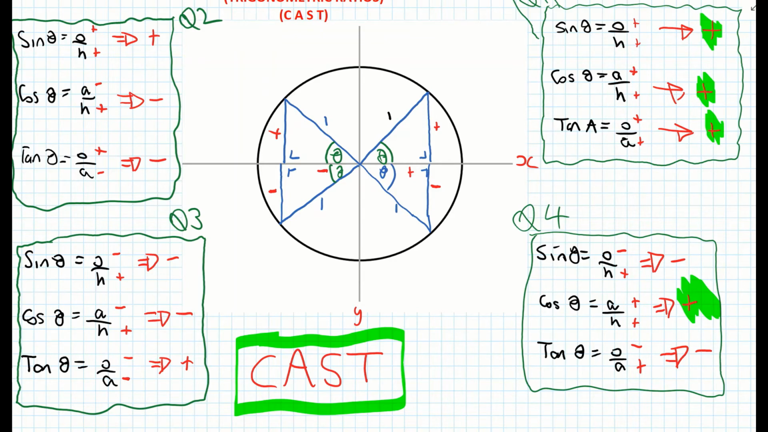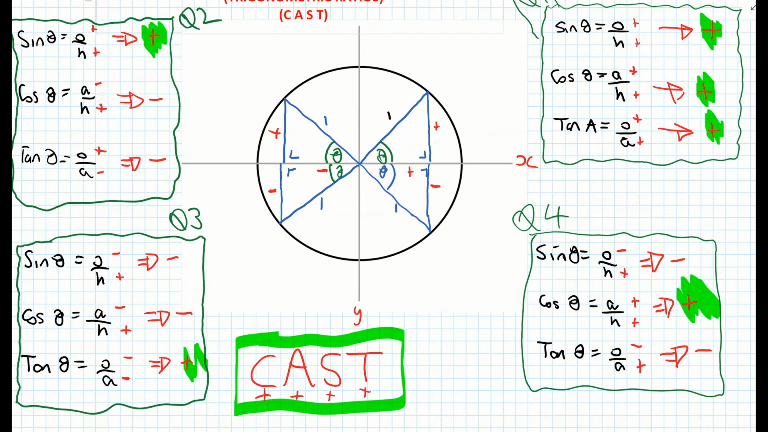So C stands for cos, positive. So I'm going to put a little plus here. A stands for all being positive in quadrant 1. S stands for sine being positive in quadrant 2. Look at it over here, it's a positive. So in quadrant 2, it's giving me a plus. And in the final quadrant, quadrant 3, it's giving me tan as positive. And I'm going to put a little plus here. So that little rhyme, or that little rule, CAST, will help you to remember where cos, sine and tan are positive and negative in your unit circle.